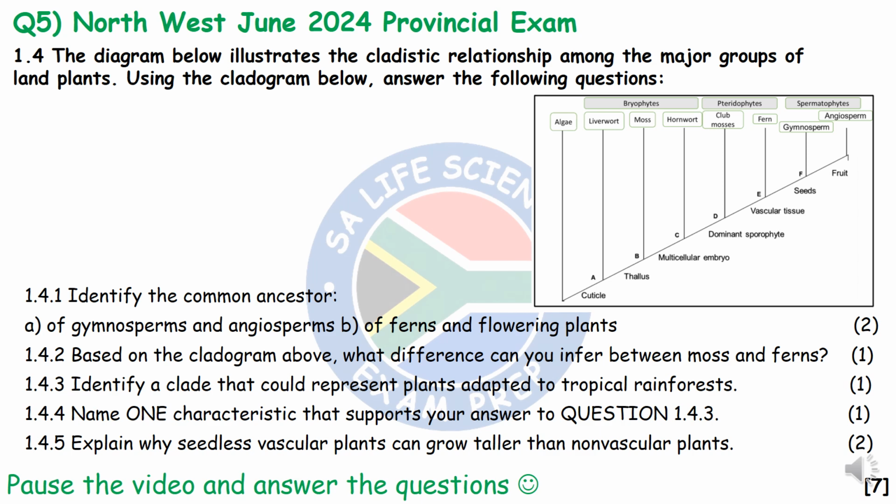At the top of the cladogram, we see the scientific names of the divisions, and then we see the common names. So under bryophytes, we see liverworts, mosses, and hornworts. And under pteridophytes, we see club mosses and ferns. Under spermatophytes, we see gymnosperms, also known as conifers, and angiosperms, also known as flowering plants. So I'd like you to pause the video and then answer the questions. Thereafter, we will go through the answers.